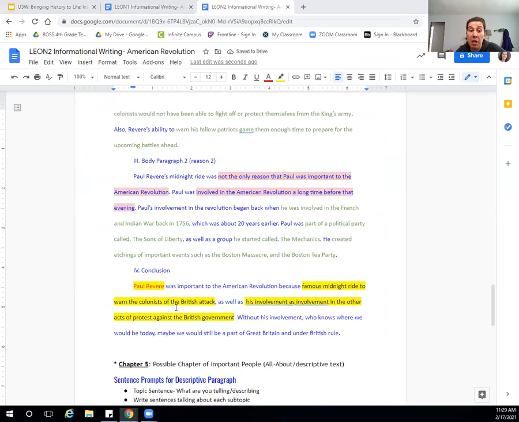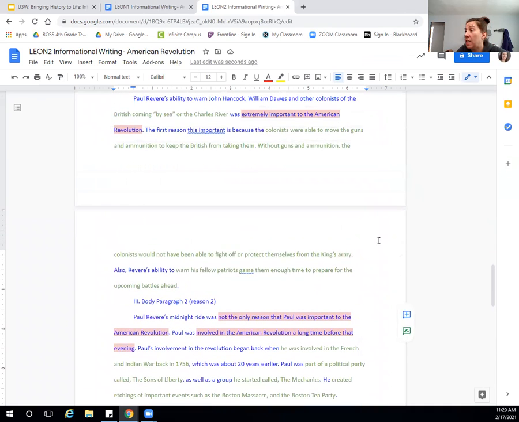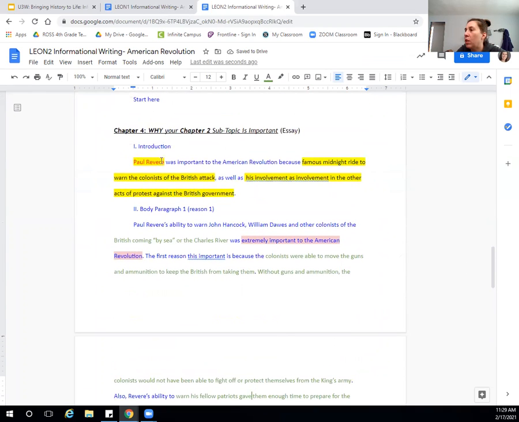Spelling, that is a big no. When I was reading this, it said game them. Nope, not true. Gave is better. When I'm reading through here in this first paragraph, the introduction, Paul Revere was important to the American Revolution because, and I'm going to add the word of the famous midnight ride to warn colonists of the British attack, as well as his involvement. I don't like that. So it has these blue lines, says his involvement, as well as his involvement in other acts of protest against the British government.